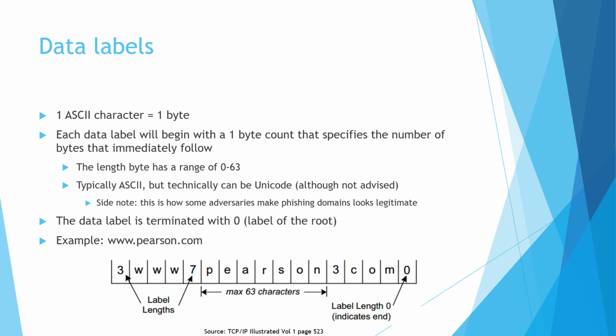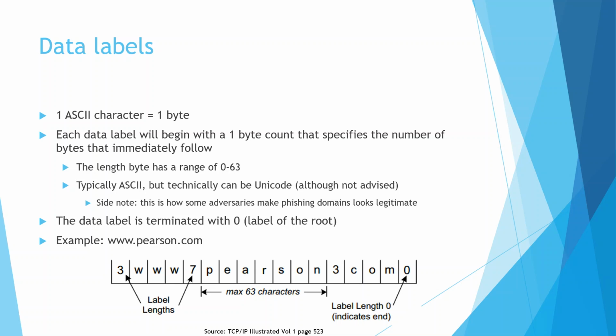So this is what data labels look like. We have ASCII characters included in here. And remember that ASCII characters are 1 byte per character. If you have more questions on ASCII, I'd recommend looking up what ASCII characters are, how they're created, and how binary maps to ASCII. I would definitely take a look at that.